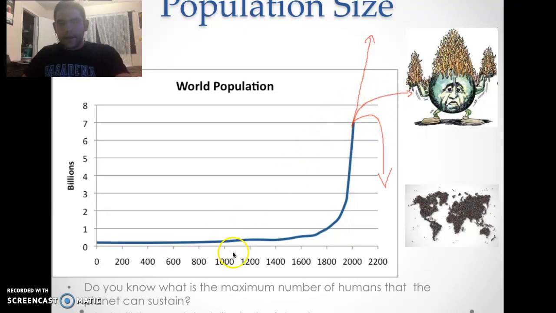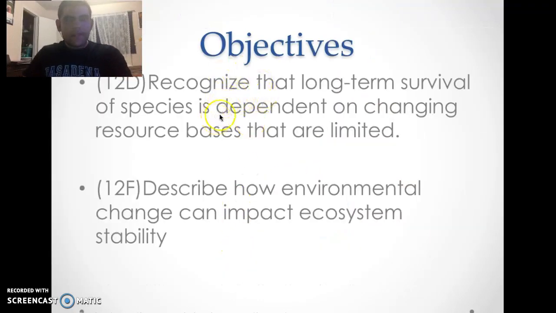All right. These are the objectives. This is the way that the set of text puts it. Recognize that the long-term survival of species is dependent on changing resource bases that are limited. What I want you to do is write an essential question by making up a question out of this statement right here, the language objective.